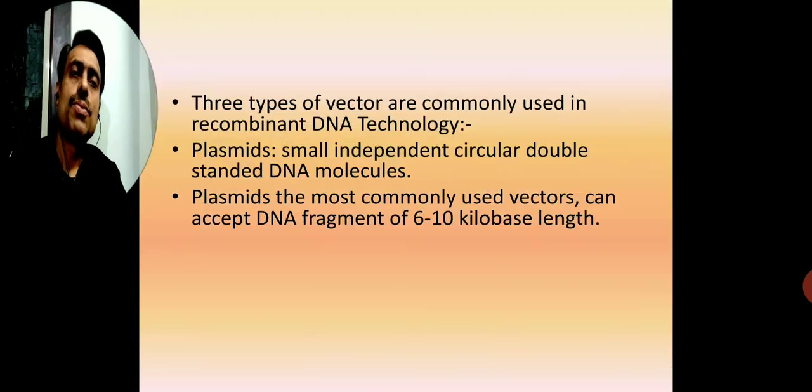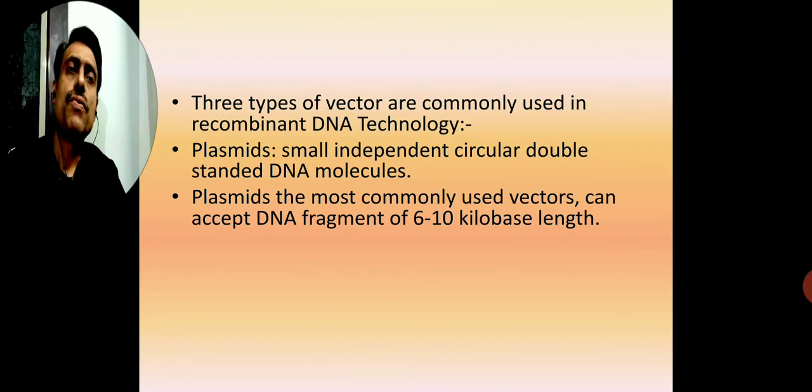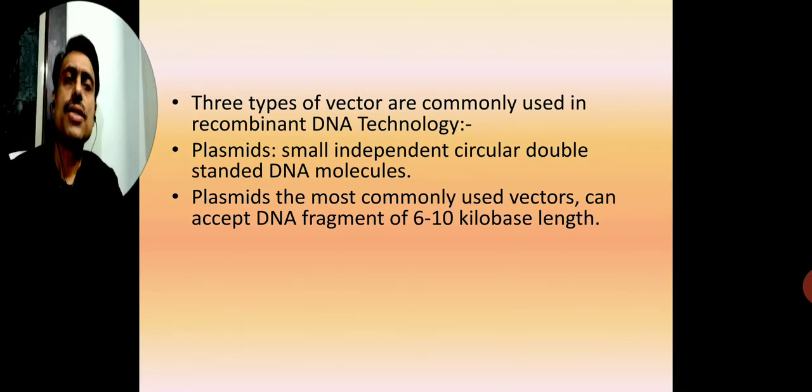So plasmids can accept a 6 to 10 kilobase length DNA fragment. Bacteriophages can accept 10 to 12 kilobase length, and cosmids can accept much longer DNA fragments, that is 20 to 50 kilobase length. So these are called vectors. There are three types of vectors: plasmids, cosmids and bacteriophages.